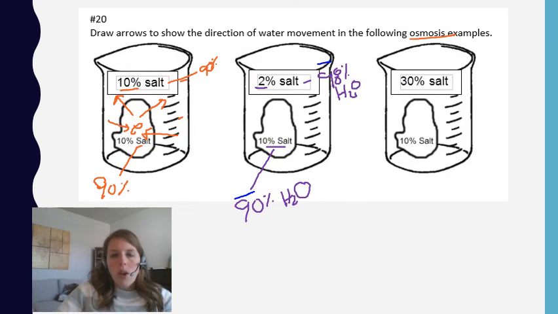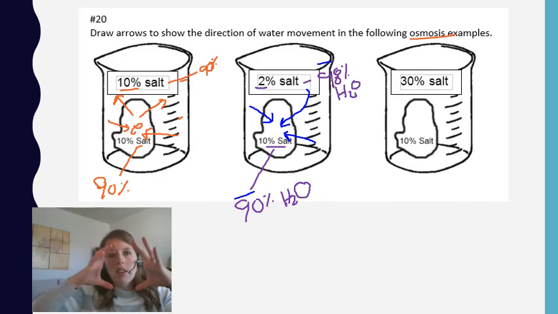So the water is going to move into the cell because there's a greater amount of water concentration outside the cell. So that water will move in and that cell will expand. Okay, so can you think of how to do this last one then?